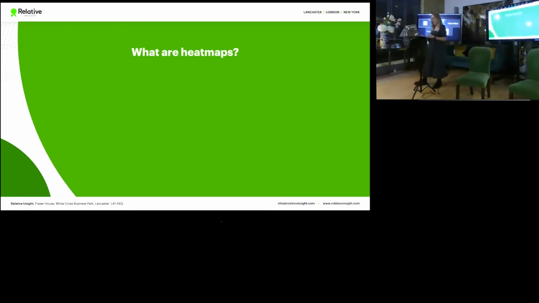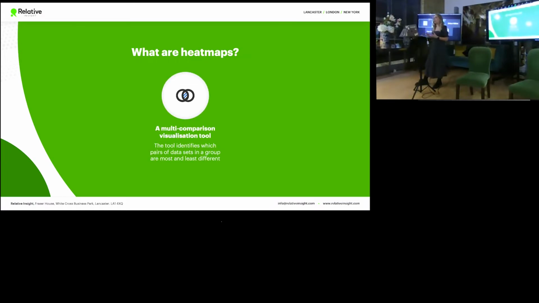So what are heat maps? Heat maps are a visualization tool that allows you to quickly and clearly see which brands are most and least different from one another. They can also be used at a pre-analysis stage to guide which further analysis you may like to take, and highlight competitors that you should be concerned about that you might not have considered before.